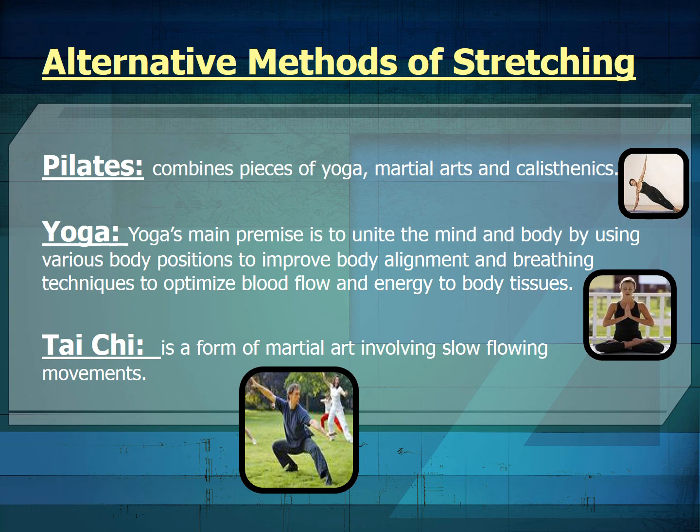There's yoga, whose main premise is to unite the body and mind together in various body positions to improve your body alignment and your breathing techniques to optimize blood flow and energy to body tissue. And then there's Tai Chi, a form of martial arts involving slow flowing movements.